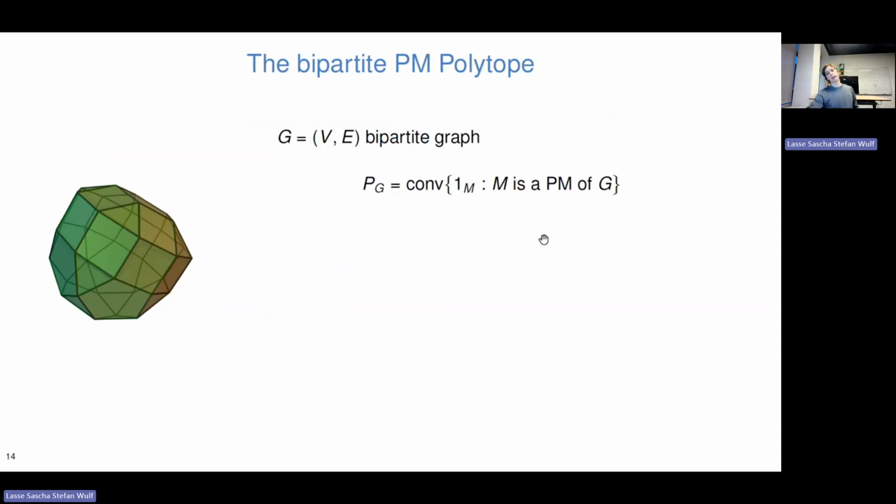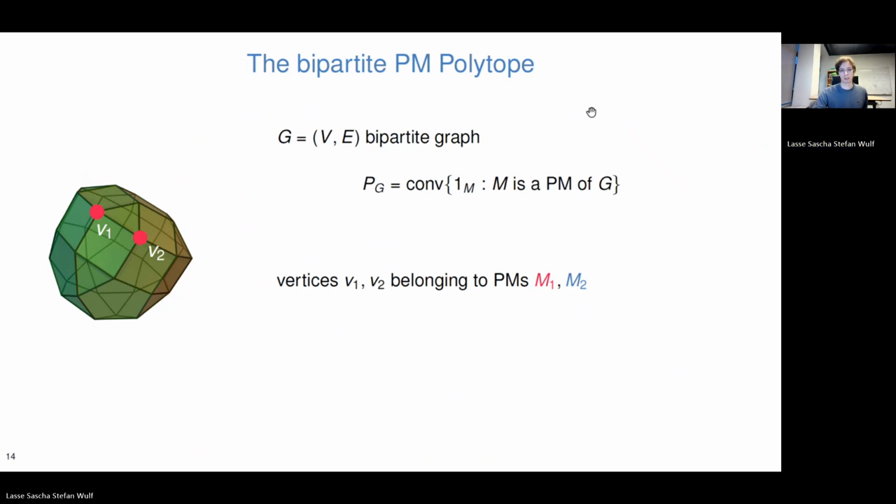All right, so let me try to give you a small hint of the proof. We're going to talk about the bipartite perfect matching polytope. Here we are given a bipartite graph G, and we think about all the perfect matchings of G, and the characteristic vector of each perfect matching, and then the convex hull of the incidence vectors of all the perfect matchings. This defines some polytope. It's a very well-known polytope, and today we want to talk about what the diameter of this polytope is.